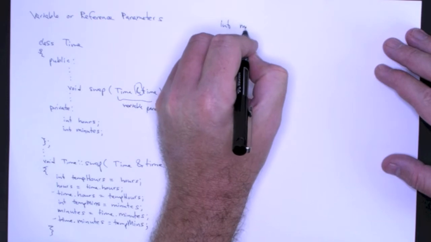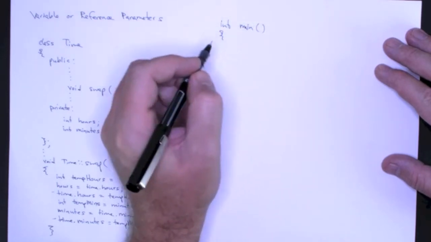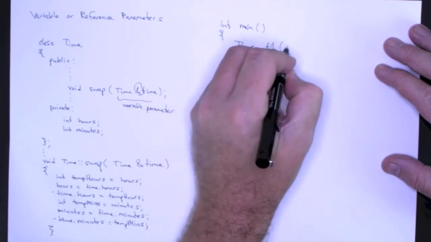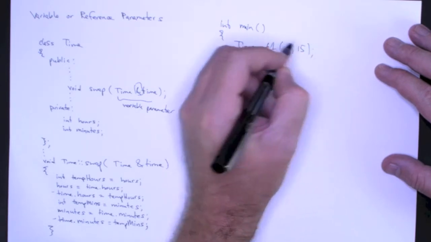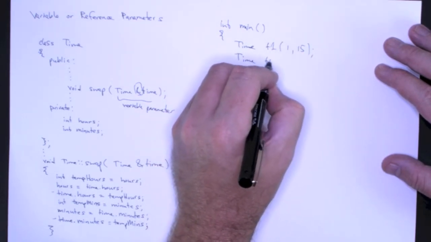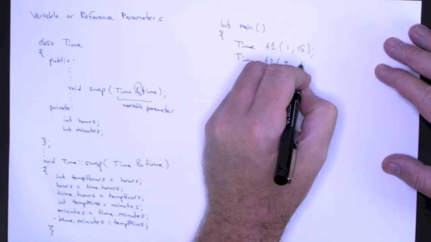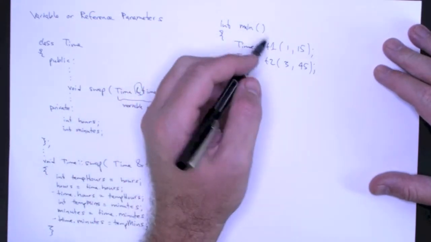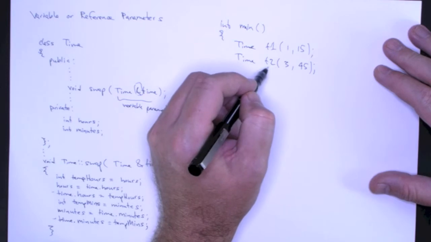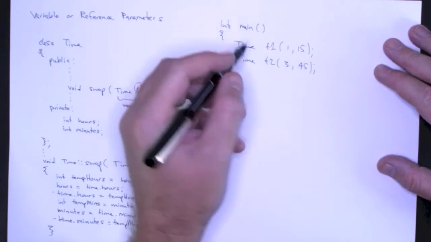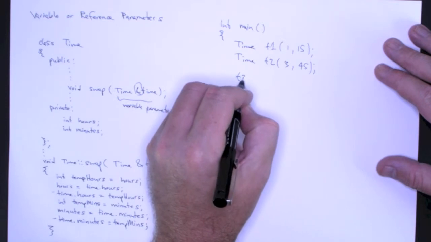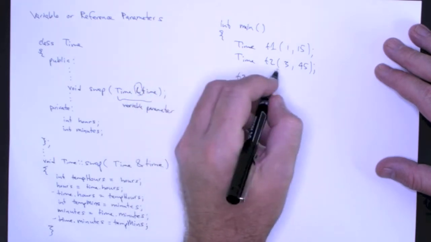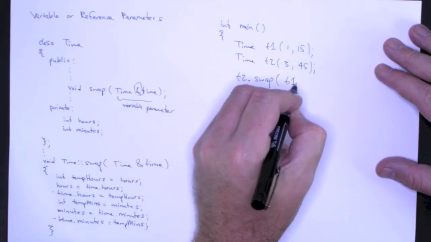So let's see how this works in main. I'm going to create two time objects, T1, and let's say that this is 1:15, and time T2 is 3:45. Let's do that, just so we can keep them straight. Now, if I'm going to swap these, I want T1 to have T2's value and T2 to have T1's values, right? And to call swap, I can use either one, but I'm going to say T2 swap and pass in T1. Okay?